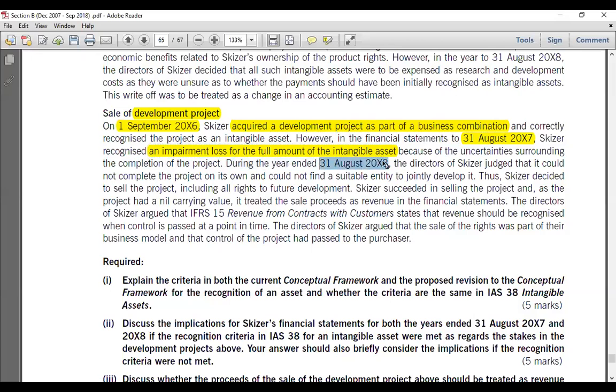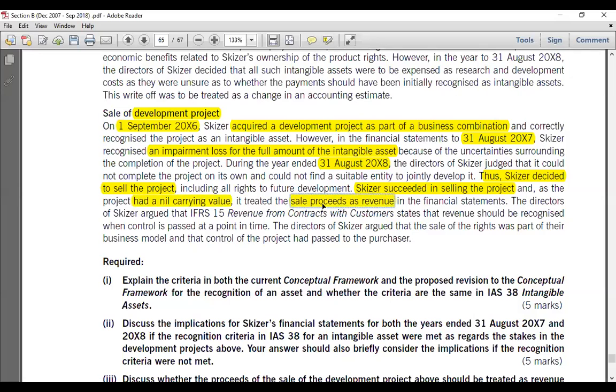During the year ended 31st August 20x8, which is 1 year later, the directors of Skizzer judged that it could not complete the project on its own and could not find a suitable entity to jointly develop it. Thus, Skizzer decided to sell the project, including all rights to future development. Skizzer succeeded in selling the project, and as the project had a nil carrying value, it treated the sale proceeds as revenue.